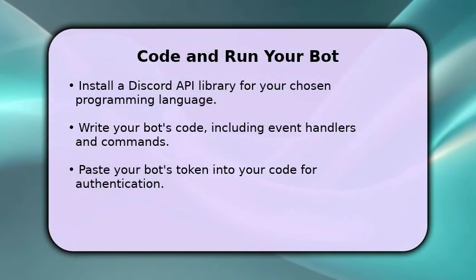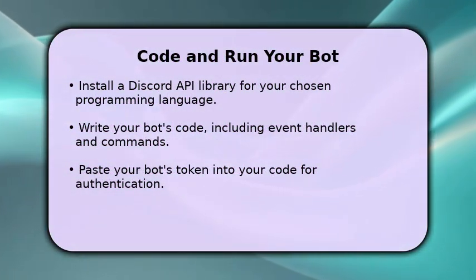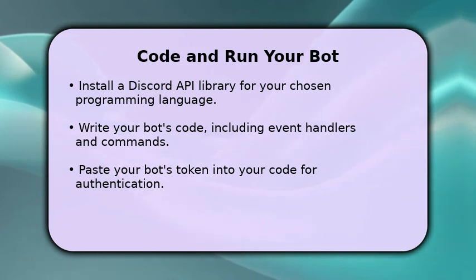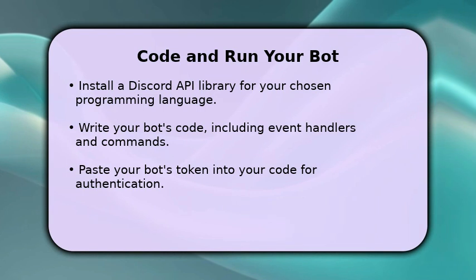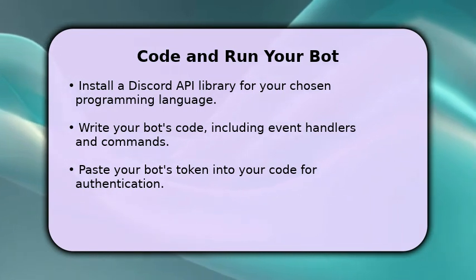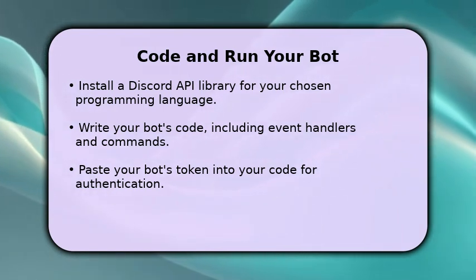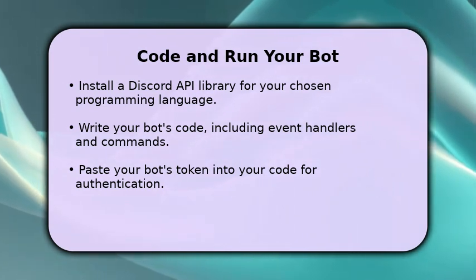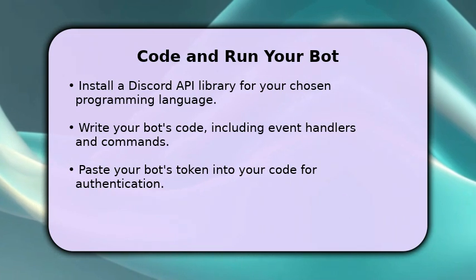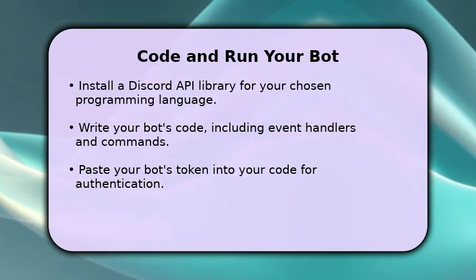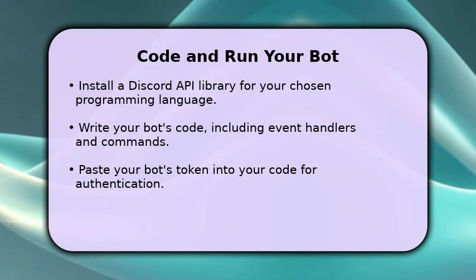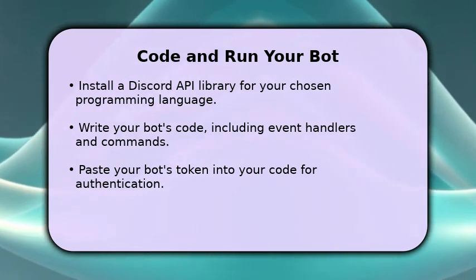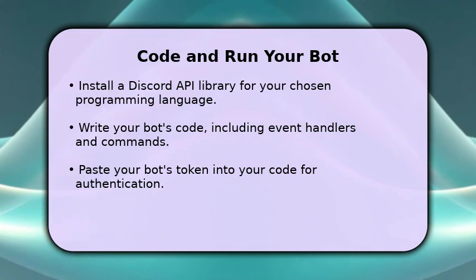Finally, let's bring your bot to life with code. First, install a Discord API library, like discord.py for Python, using your package manager. Next, open your text editor and begin writing your bot's code, defining its functions and commands. Remember to paste your secret bot token into your code for authentication. Save your file, then open your terminal or integrated development environment and execute your script. Watch your bot come online in Discord and start responding to your commands.